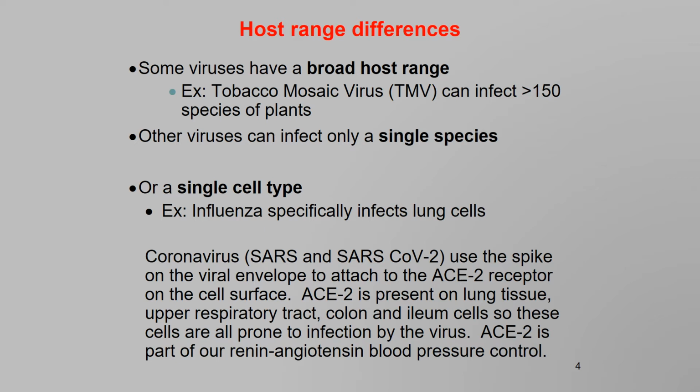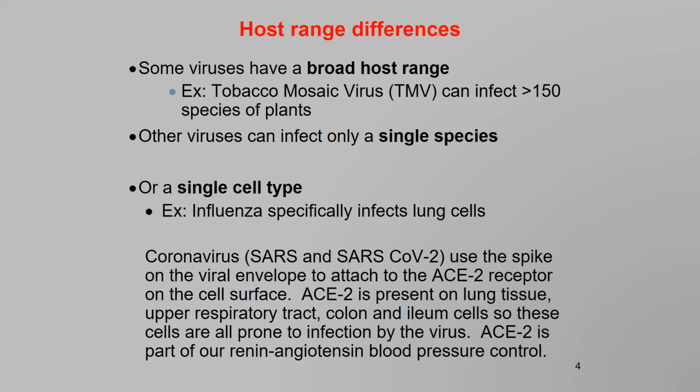Other viruses only infect a single cell type. For example, hepatitis viruses have a special affinity for the liver cells. So that particular virus may only be able to infect the liver cell in a particular host. So that would be actually a single cell type. The other example here is influenza, which specifically infects lung cells.